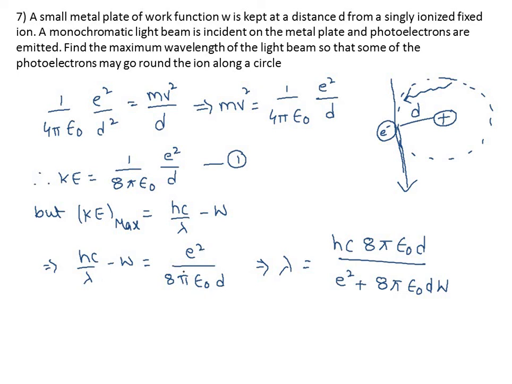From there go for the simplification, and we can get lambda equal to hc into 8 pi epsilon naught d whole divided by e square plus 8 pi epsilon naught d w. So go for the simplification. This is your final answer. Are we clear with this? Right. Now let's look at the next one.